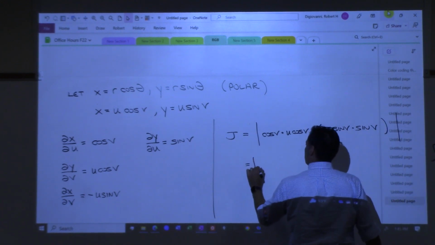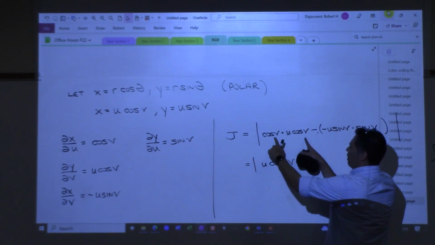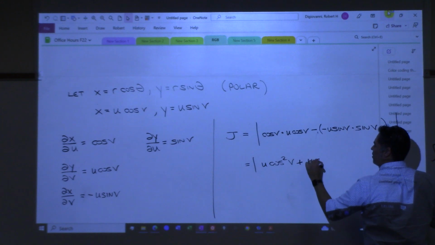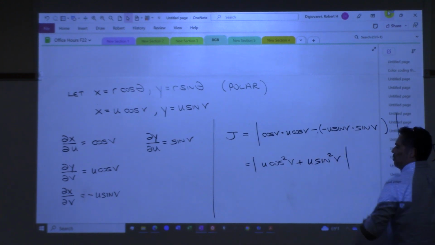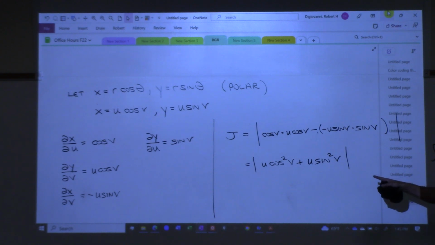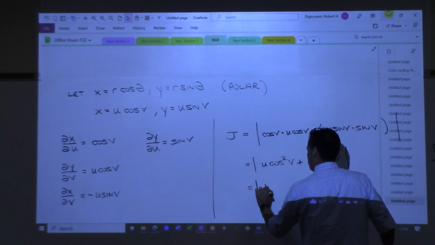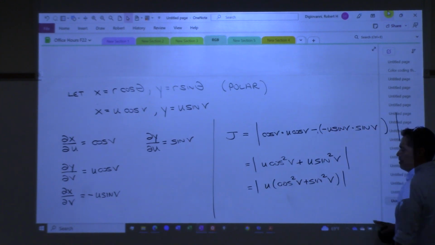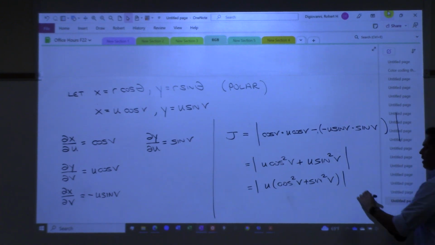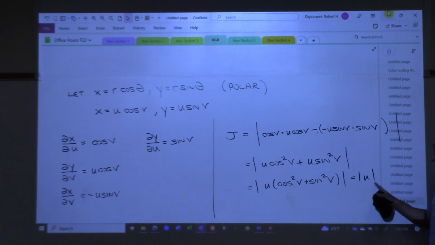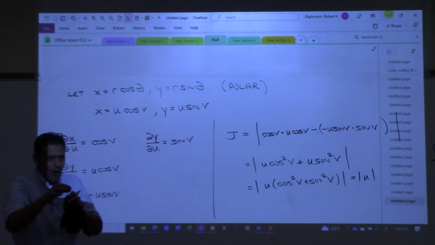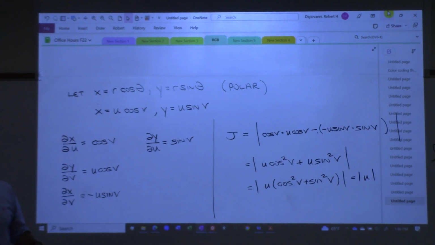And that just becomes u cosine squared v, just multiplying those two cosines together. And then I have a minus minus, which is a plus. And then I have a u here, and then I have a sine squared v. And what you can do now is factor out a u from both of those, right? And you've got your Pythagorean identity there, don't you? So that turns into a 1. And so all you get is magnitude of u. But what was u for us? So it's r. And remember, r is that distance, the radius that you walk out, so it's going to be positive. So that's where the r comes from.